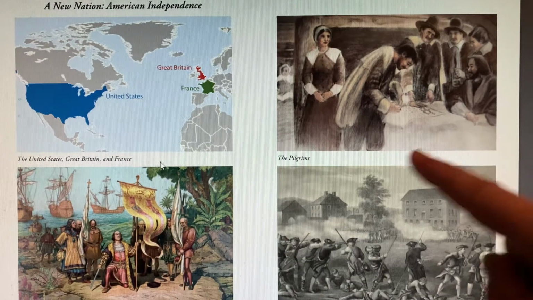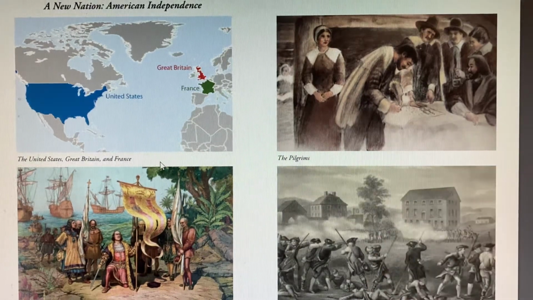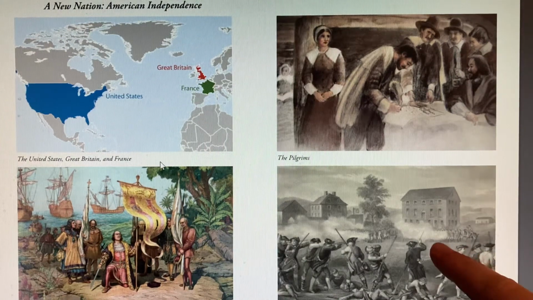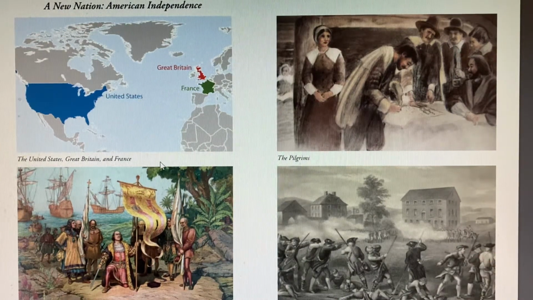Picture right here, you can see we've got the Pilgrims. The Pilgrims were a group of people from England who sailed to America on a ship called the Mayflower to start a new life. The Pilgrims came to North America so they could have freedom to practice their own religion. And the first Thanksgiving we get from the Pilgrims after their successful harvest.